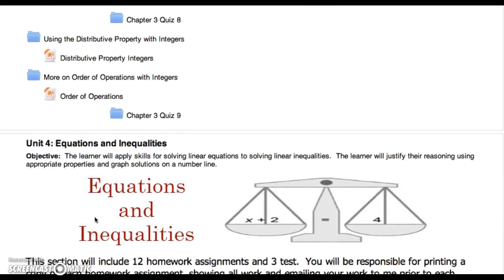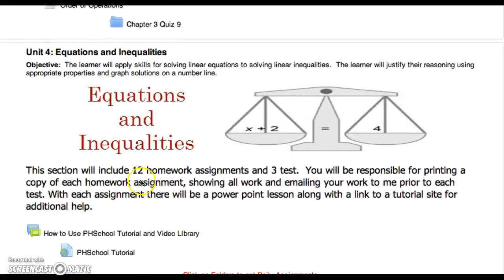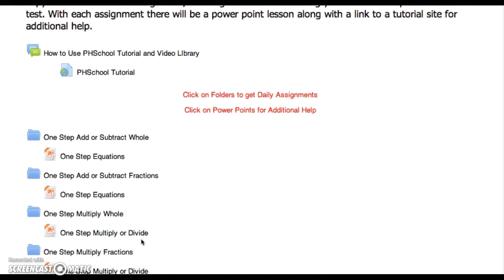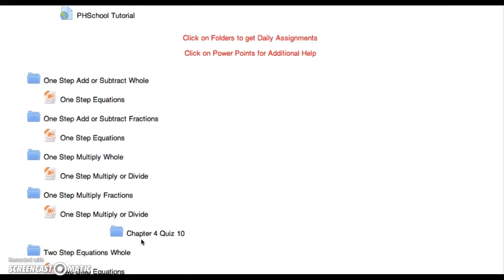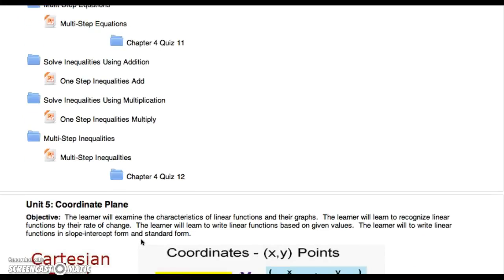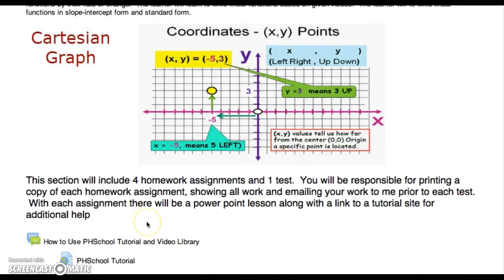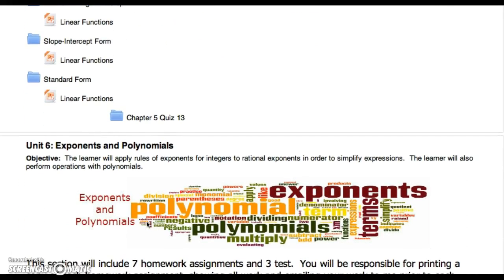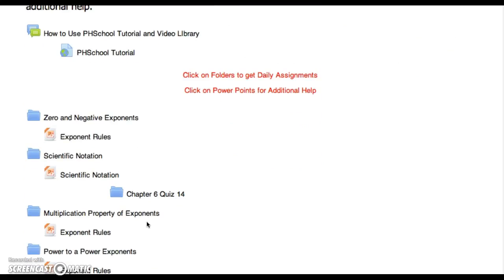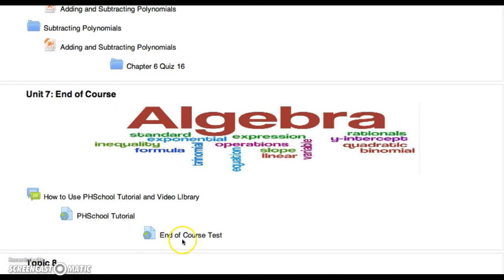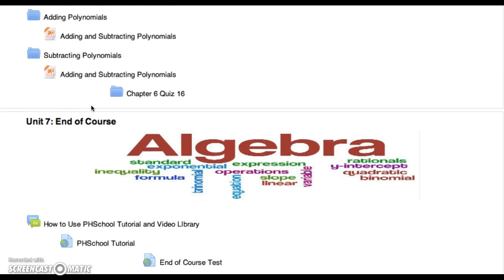Unit 4 would be equations and inequalities. This one has 12 homework assignments and 3 tests. There's your link to PHSchool, talking about your daily assignments and PowerPoints again. Coordinate plane, 4 homework assignments, 1 test. Unit 6, exponents and polynomials. And actually a Unit 7, which is your end of course test, with the link to your end of course test to take.